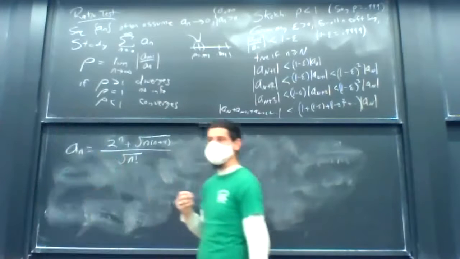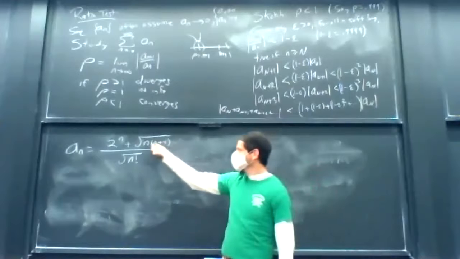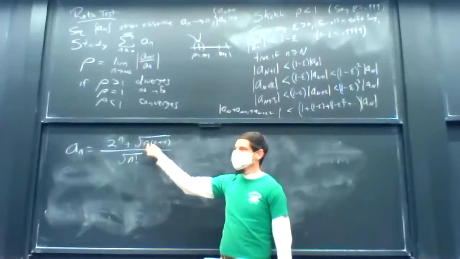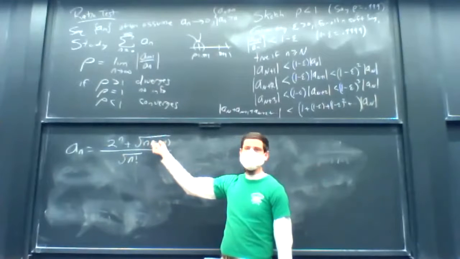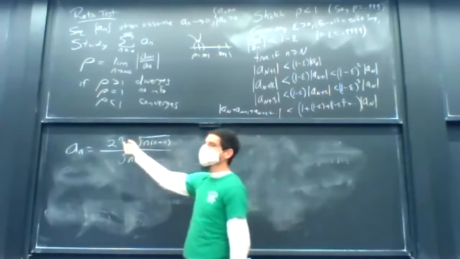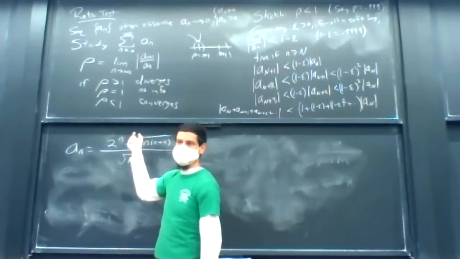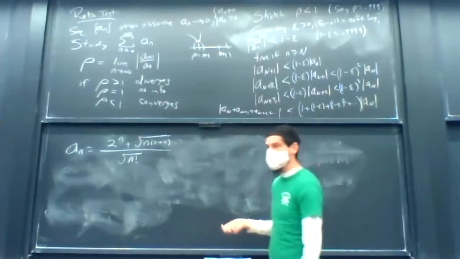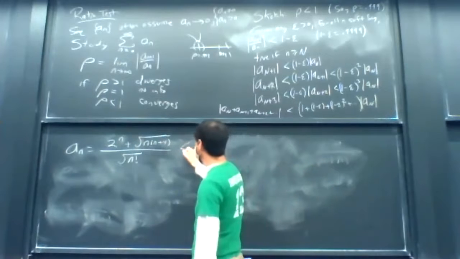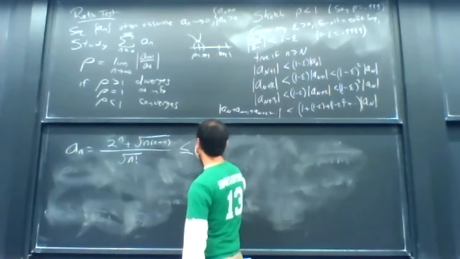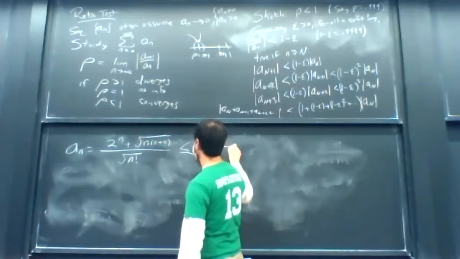Yeah, it's at most n plus 4. If I increased n to n plus 4, then this would be the square root of n plus 4 squared. So this is going to be at most n plus 4. And we know that 2 to the n goes much faster than n. So we know that for very large values of n, this would be less than or equal to, if you want, say, 3 times 2 to the n over the square root of n factorial.